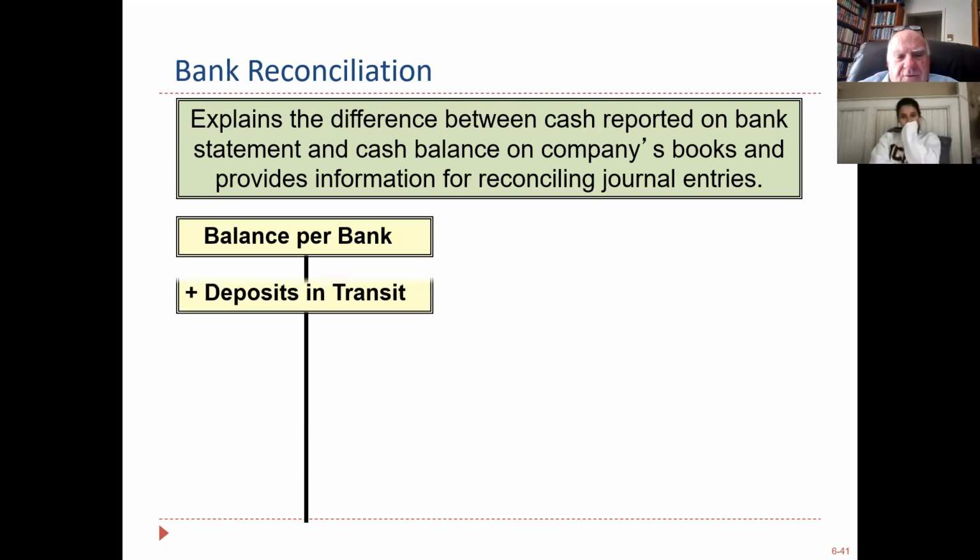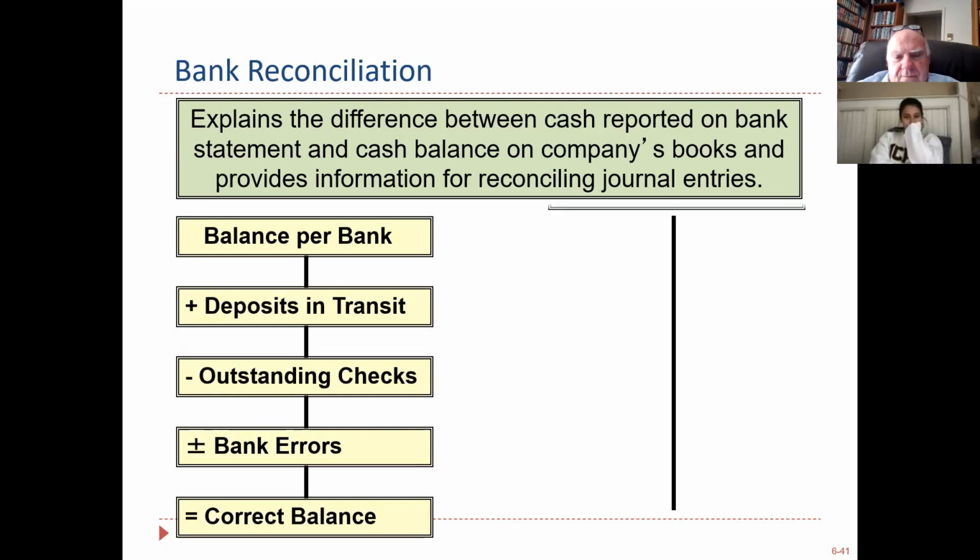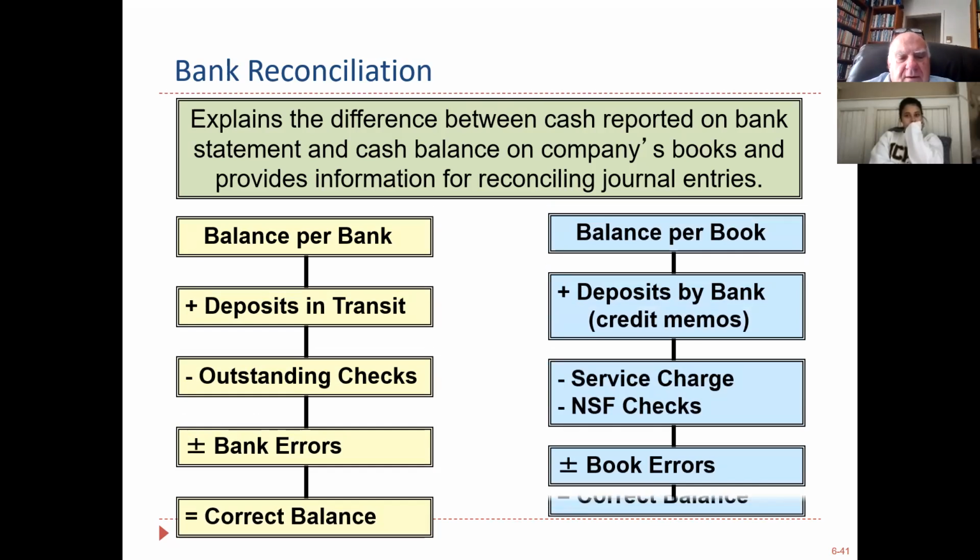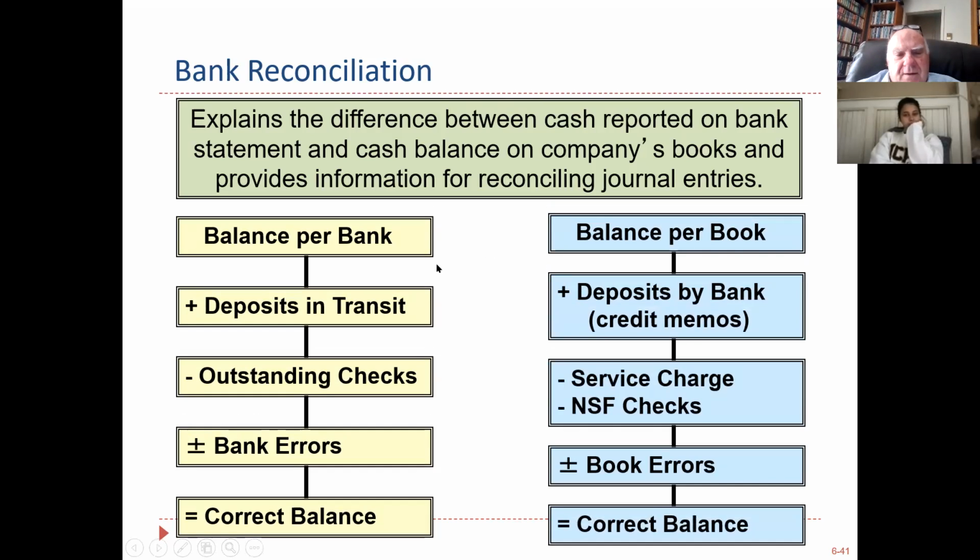So let's see what we have here. Let's start with the bank. You're going to have two columns. This is the template, the way to do it. You take the balance per the bank statement and you add what are called deposits in transit and you subtract outstanding checks. Don't worry about bank errors. We're not going to put bank errors on the test. Believe me, the banks don't make the errors. People do when working for the company, okay?